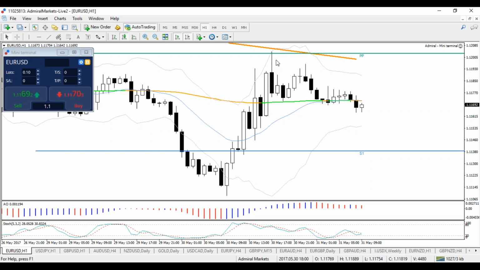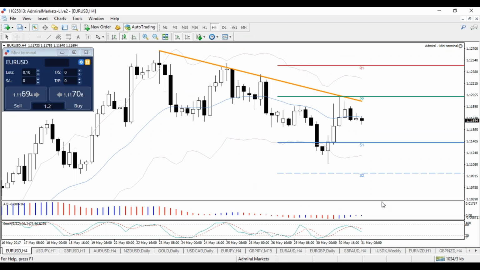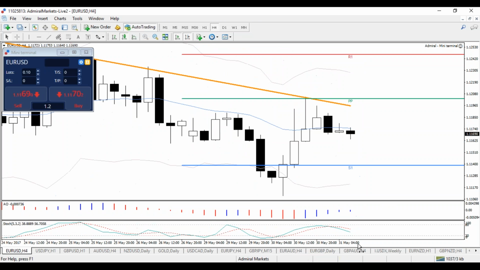Decent bearish candle at resistance. The resistance confluence being the weekly pivot point and the resistance trend line. So that's a pretty good example right there. We talked about that yesterday on the hourly chart. 4-hour chart, not so much. I don't think that this is convincing as yet.